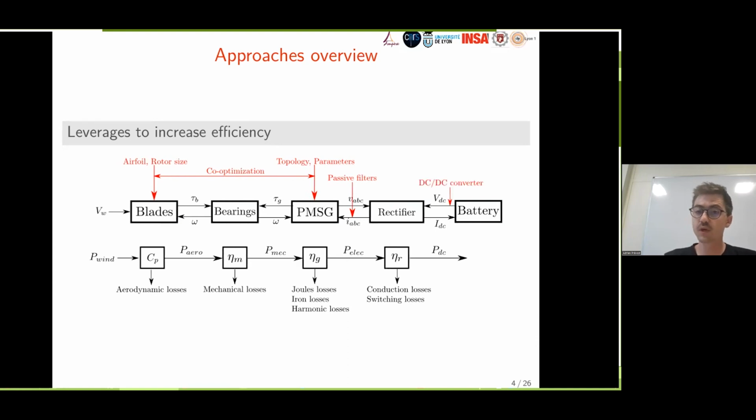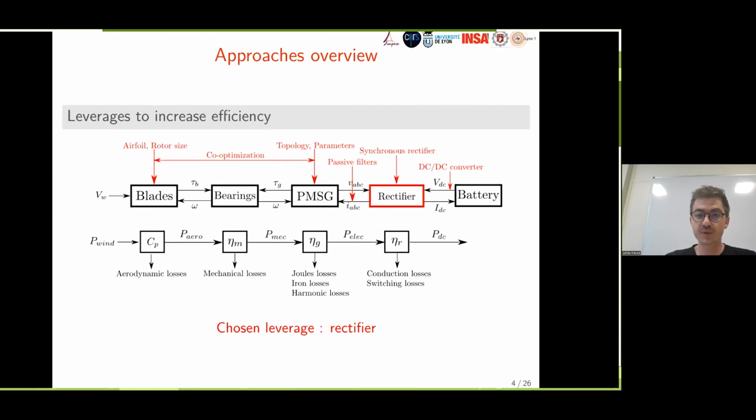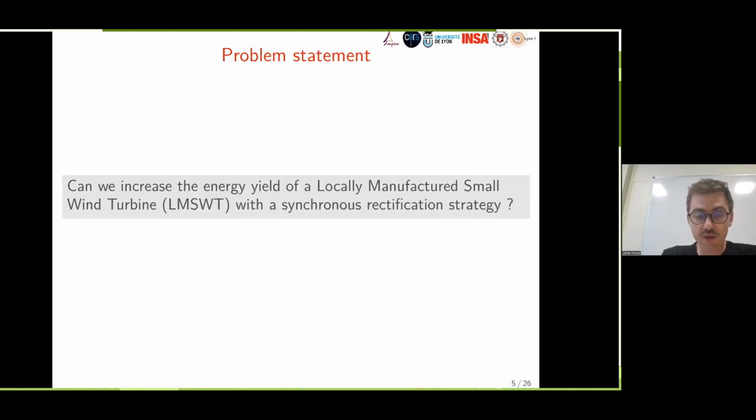It's possible to adapt the DC voltage at the rectifier by interconnecting a DC-to-DC converter, and then to have a sort of control of the torque of the wind turbine. It's also possible to change the nature of the rectifier, and this is the leverage that we have chosen. So we've chosen a controlled rectifier and applied some machine control techniques, namely field-oriented control.